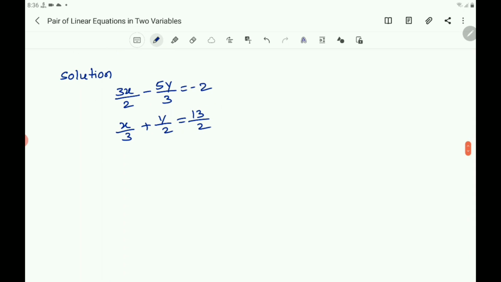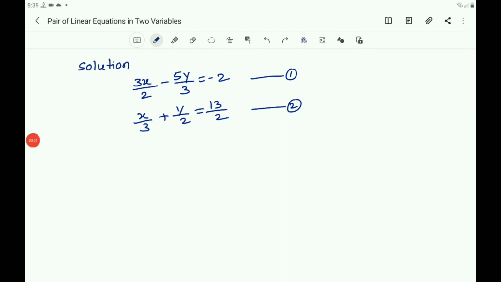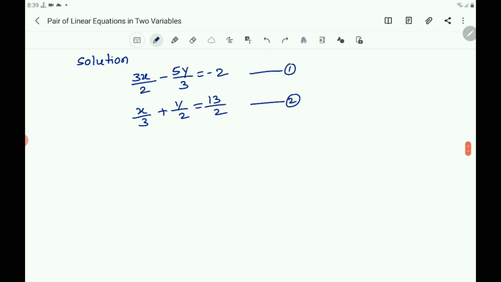Now you consider this is the first equation and this is the second equation. Then you write here, before taking any one of the equation, it is better to simplify them. First you take this one, 3x by 2 minus 5y by 3 equals minus 2.